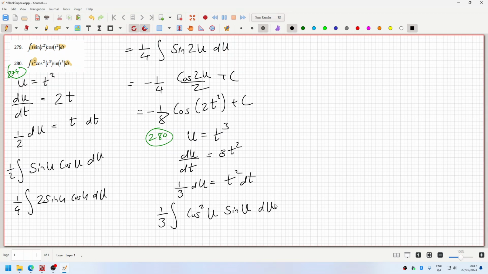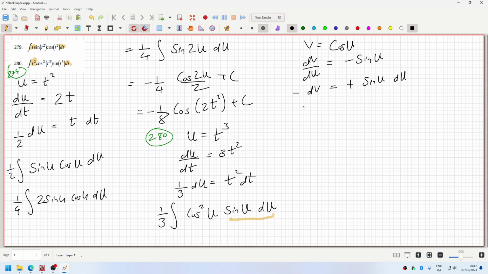Then we need a second substitution here. We can say v equals cos u. So that means dv du would equal minus sine u. So that means dv equals minus sine u du. So minus dv equals sine u du, which is exactly what we have here.